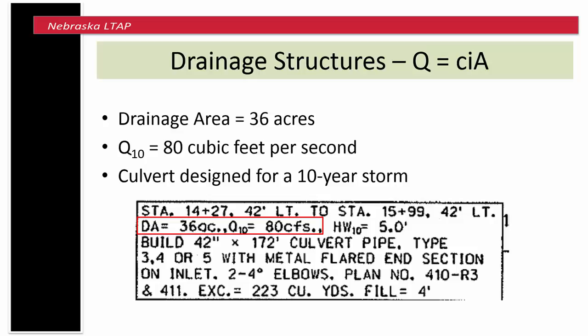Here are notes for a particular culvert pipe. The drainage area is 36 acres. The Q, or peak discharge, is 80 cubic feet per second. The design year storm is always noted by the number next to the Q. In this case, the number 10 means the culvert is designed for a 10-year storm.